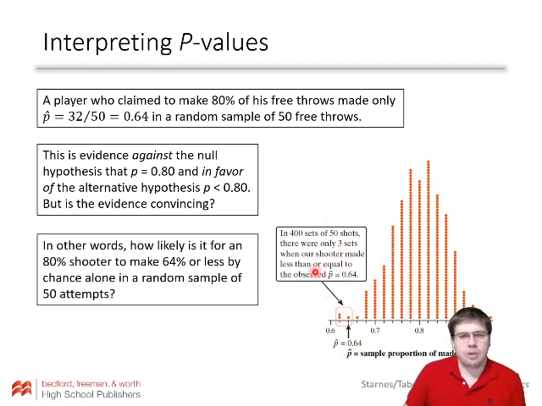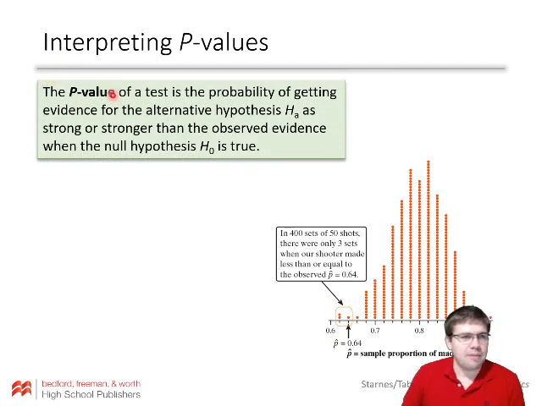That's pretty unlikely, and so we might be convinced based on that. If this person really is an 80% free throw shooter, that's really unlikely, and so we might reject that claim of being an 80% free throw shooter. So a p-value of a test is the probability of getting evidence for the alternative hypothesis, HA, as strong or stronger than the observed evidence when the null hypothesis is true. In this case, our alternative hypothesis was less than, and so we went less than. If it was a not equal to, a two-tailed test, we'll actually have to go in both directions, asking what's the probability I would get something that far away. Or if it was greater than, you'd ask what's the probability of getting something that high.